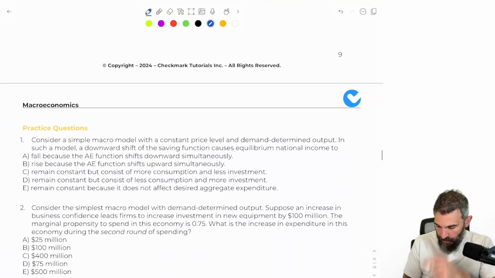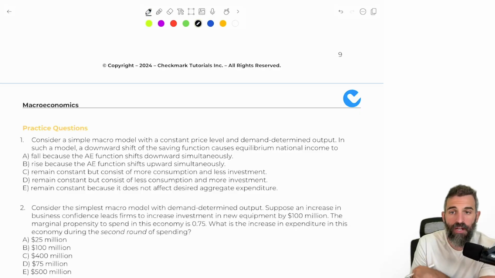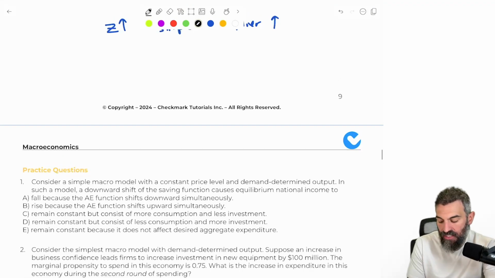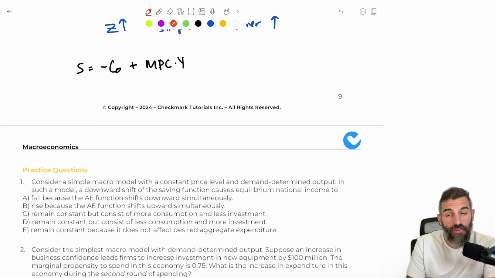So let's do a few examples on that. Question number 1, consider a simple macro model with a constant price level and demand determined output. You see there's that sentence again. Doesn't really tell you anything. Just know that we're in this chapter. In such a model, a downward shift in the savings function, okay, freeze. A downward shift in the savings function. So what would cause a downward shift in this function? When we're talking about shifts, you're always thinking about the autonomous portion, the fixed portion. So if this were to shift downwards, this would become smaller.